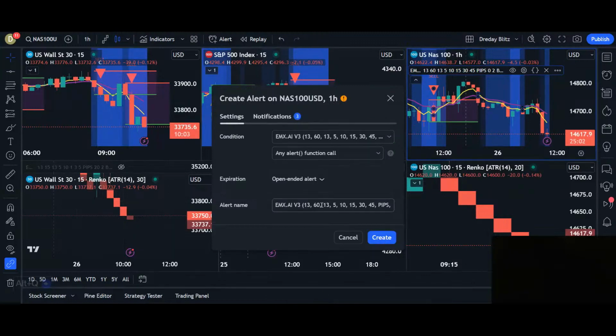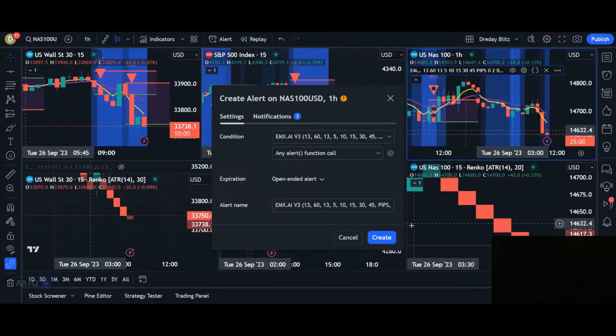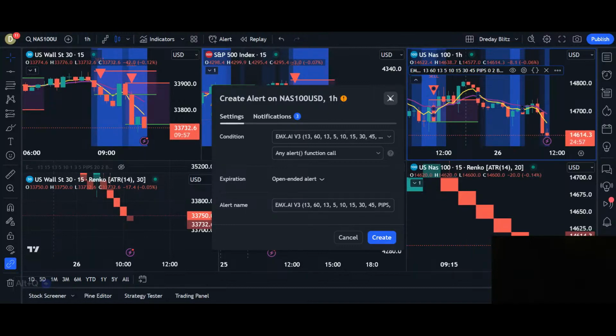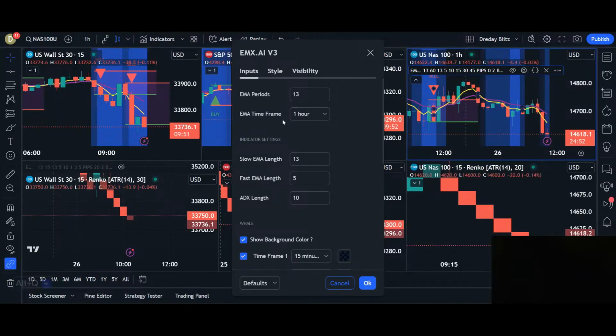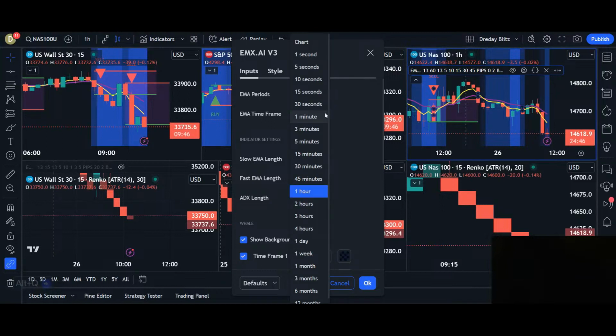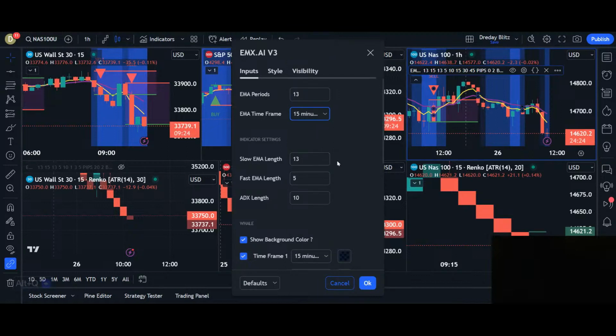Then you put NASDAQ 1 hour signal and you create. Okay. So that's pretty much it. So you make sure that you change, if you're trading, you want to have a signal for the 15-minute chart, you make sure that you first put your chart on the 15-minute, and then you create your alert off of the 15-minute, and so on and so forth. Hope that makes sense for you and you understood.